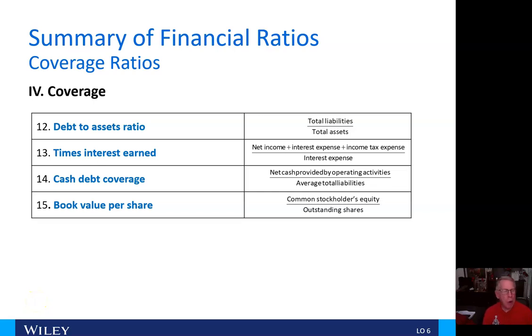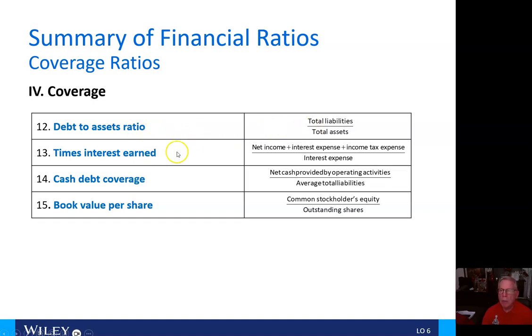Hi, everybody, and welcome back to video number 7 in chapter 23. When we left off, we were looking at coverage ratios, and here we have 4 of them. First one is the debt to assets ratio, and pretty easily we can see that this is total liabilities divided by total assets. There's also a debt ratio, an assets ratio, and an equity ratio. So we'll get to that here in a second.